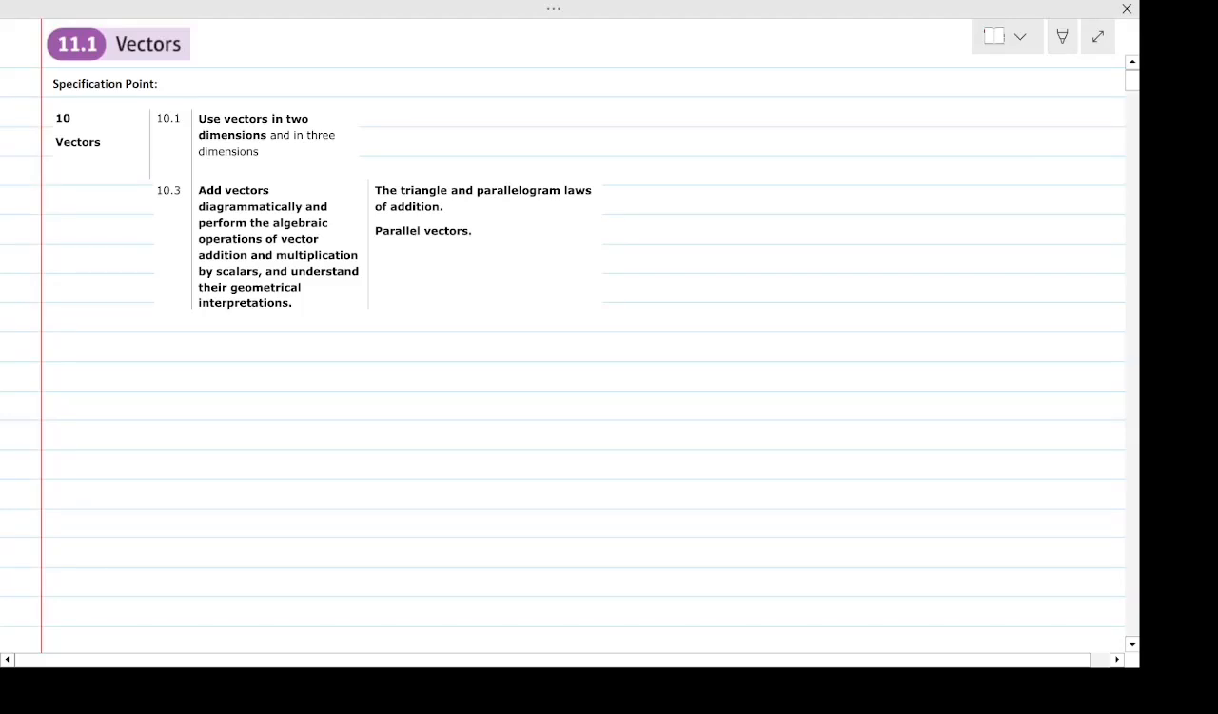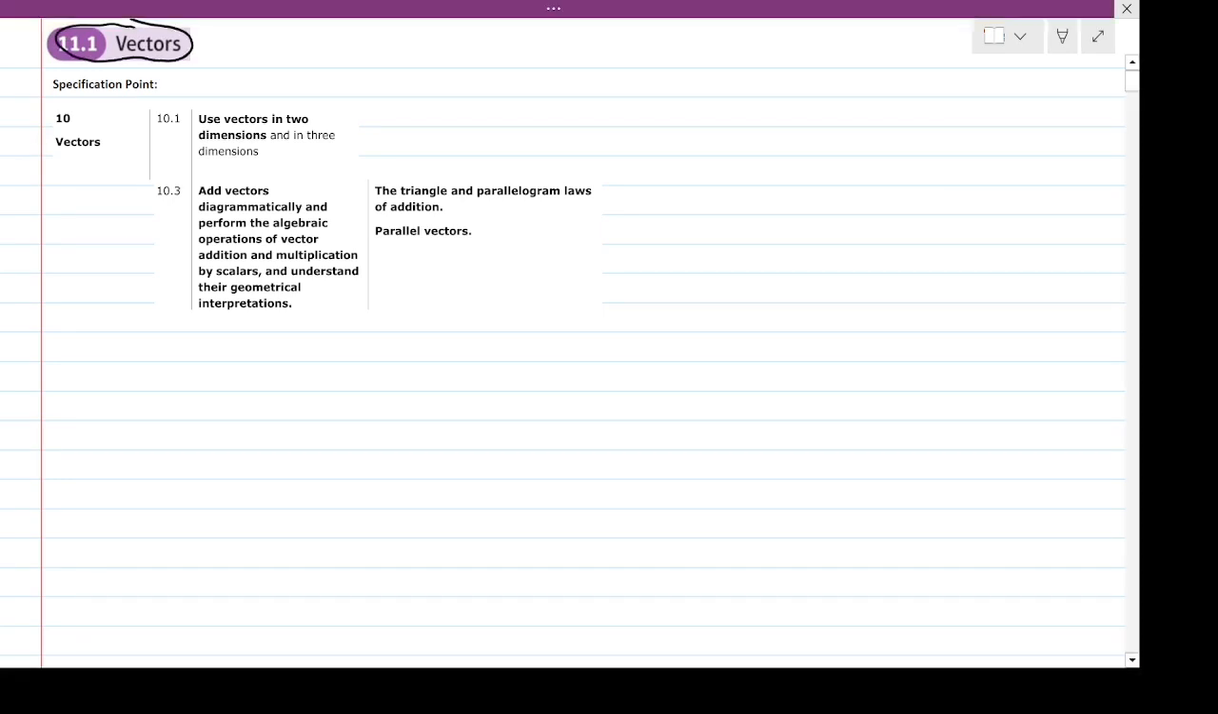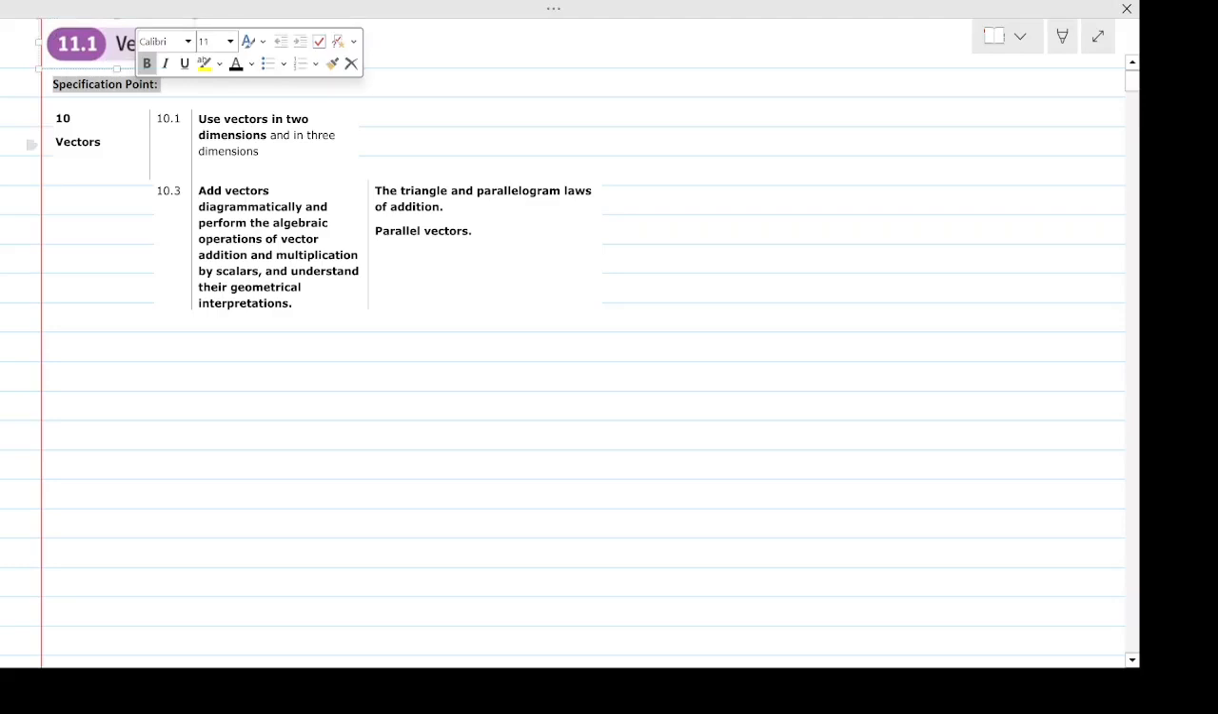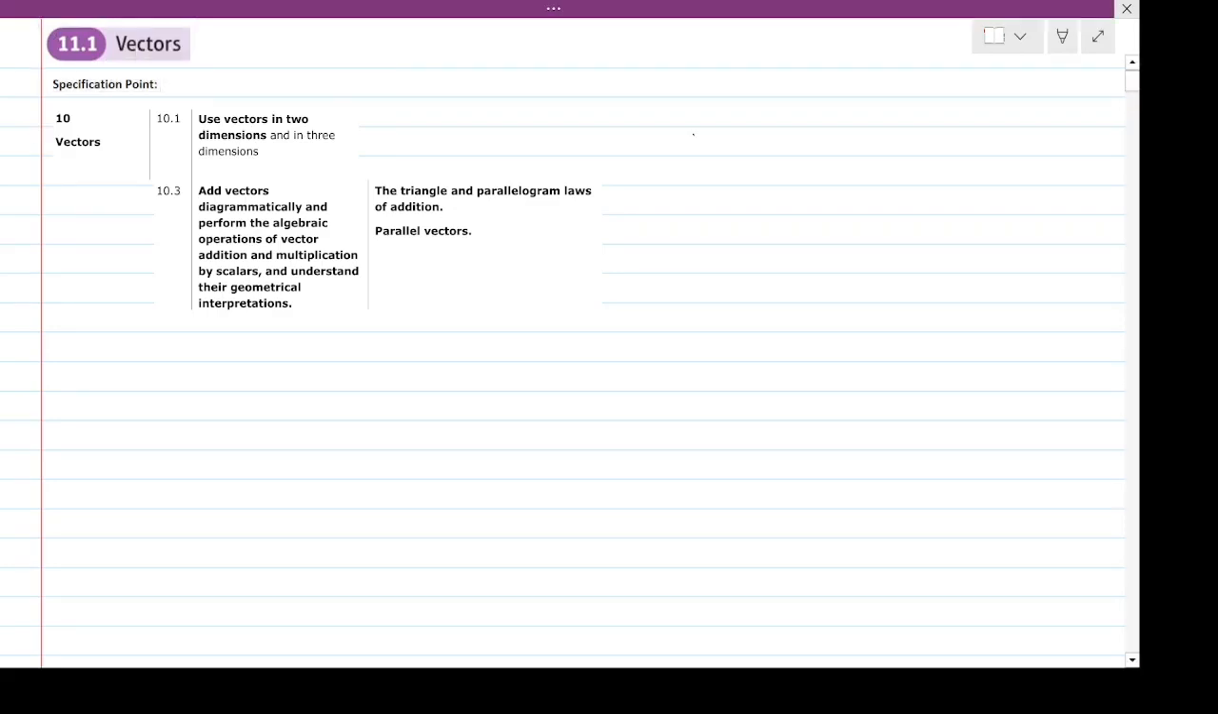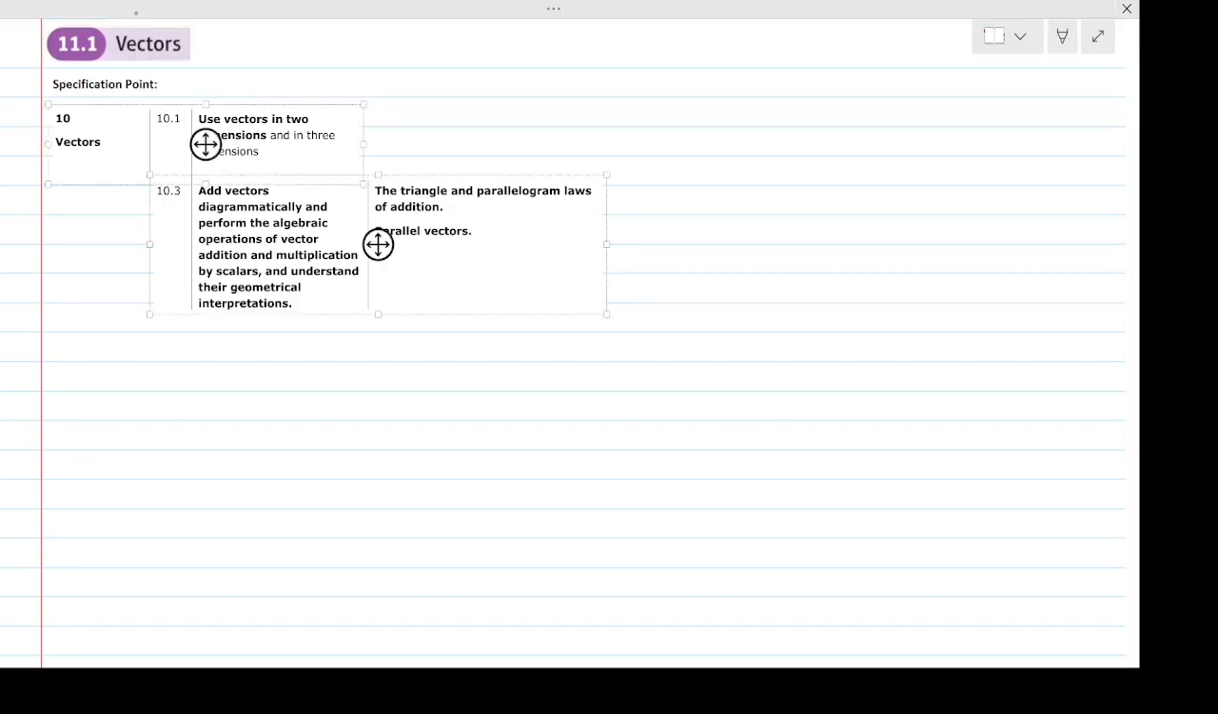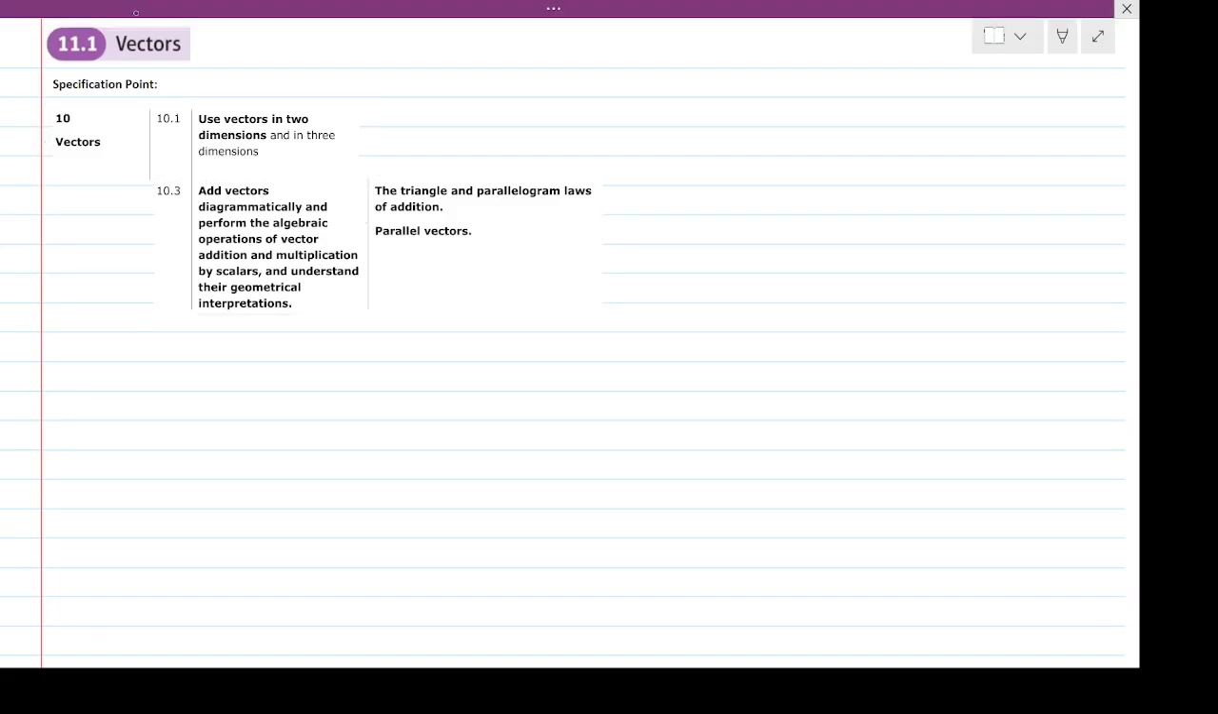Hello. So in this chapter, we're going to be looking at vectors. In this first part of the chapter, we're going to start looking at some fundamentals to do with vectors. Most of it will be a GCSE recap, but we'll probably look at it in a bit more detail. But it's good to recap anyway.